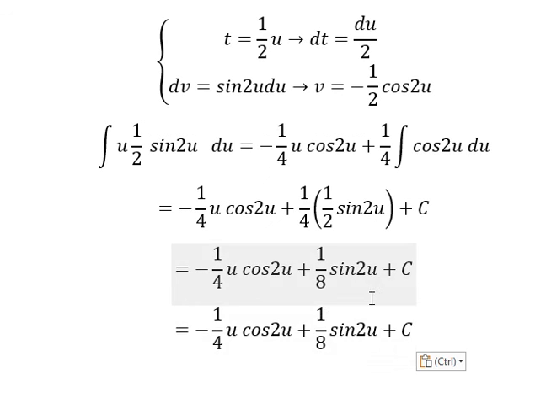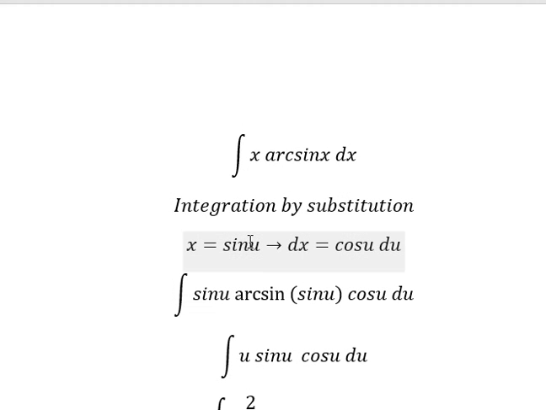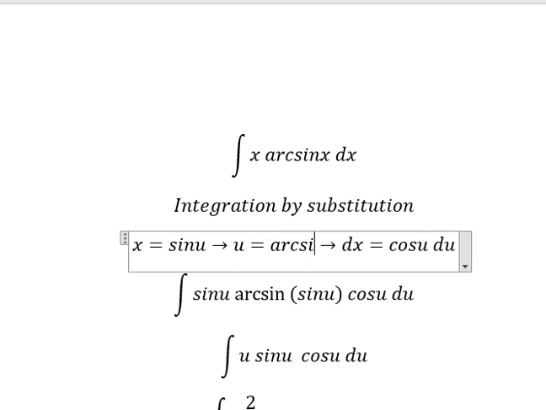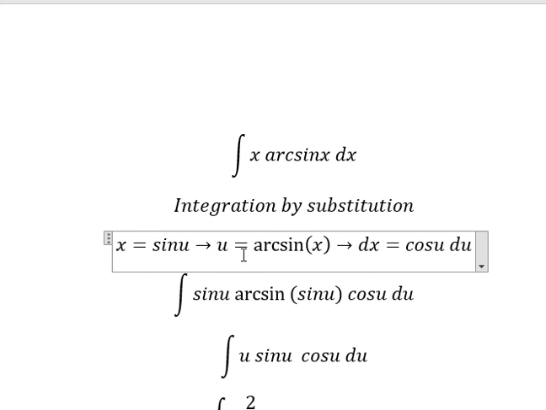About u, that is this one. So we get u equal to arc sine of s, and I will put this one to change for u.